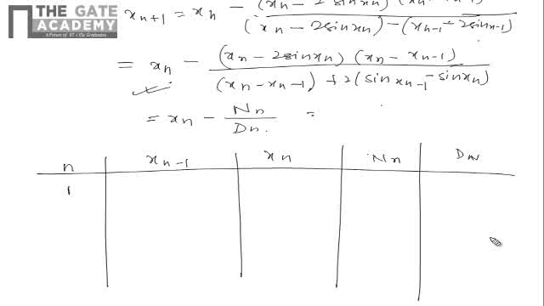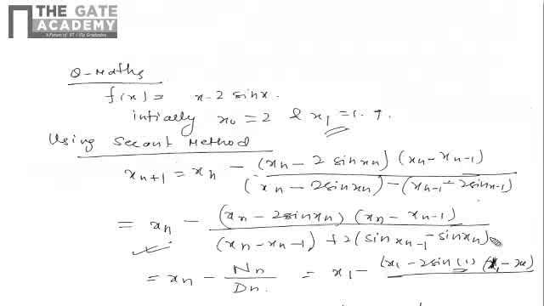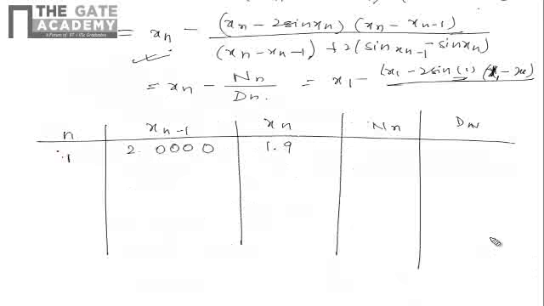So this will be x1 minus (x1 minus 2 sin 1), with 1 in radians, and again divided by x1 minus x0. Like this the formula will go on. When you substitute the values and calculate, you get x0 as 2, and here you get 1.9, because it is already given that x1 is 1.9.